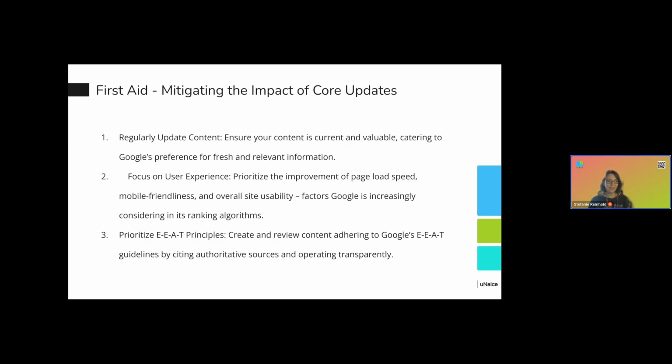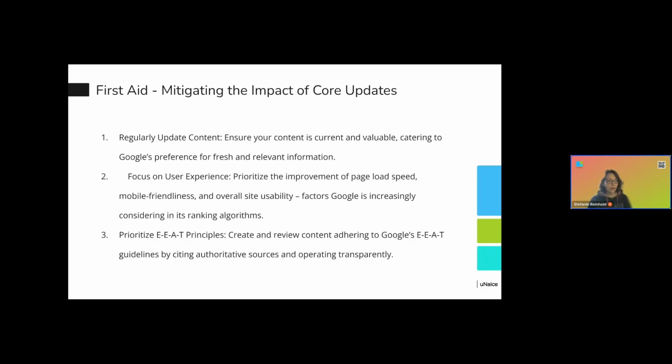Ensure your content is current and valuable, and cater to Google's preferences, not only to your customers, obviously, which is a bit, but cater to Google's preferences. Focus on the user experience. Again, Google is looking for the experience for its users. So any page that has great content but a really bad user experience, you're gonna be hit. You're gonna be penalized, and you're gonna go down.